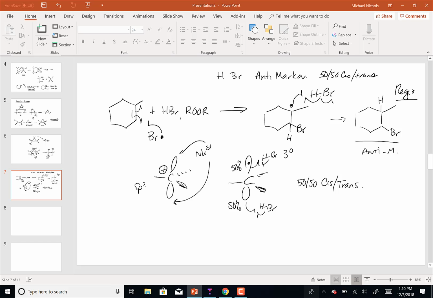I created two chiral centers, but the reaction added 50-50. If I created two chiral centers and it added 100% cis or 100% trans, then it would be stereoselective.